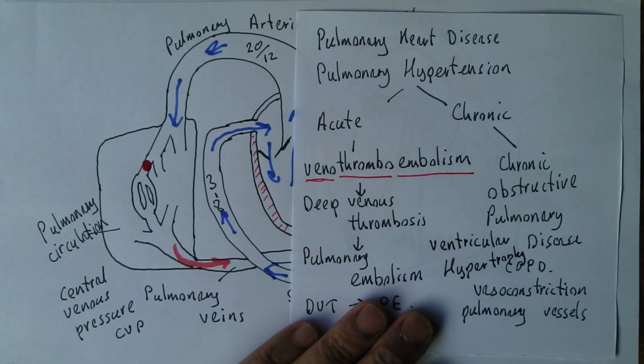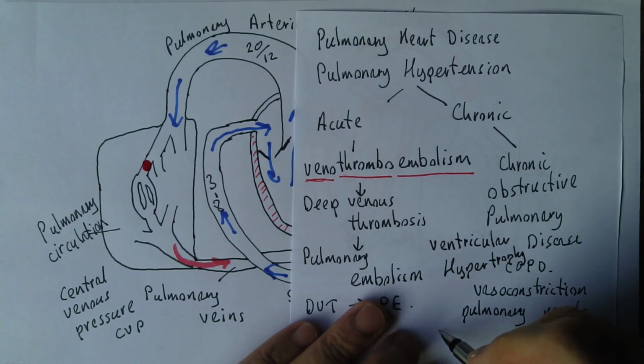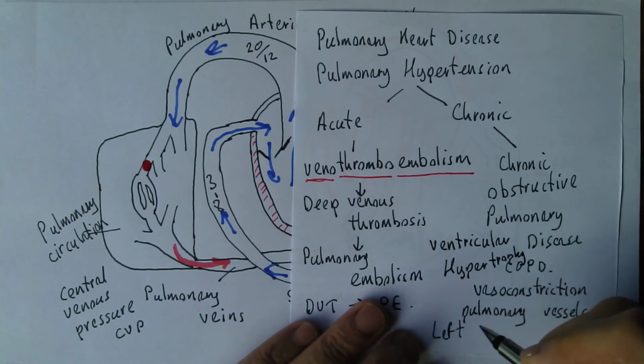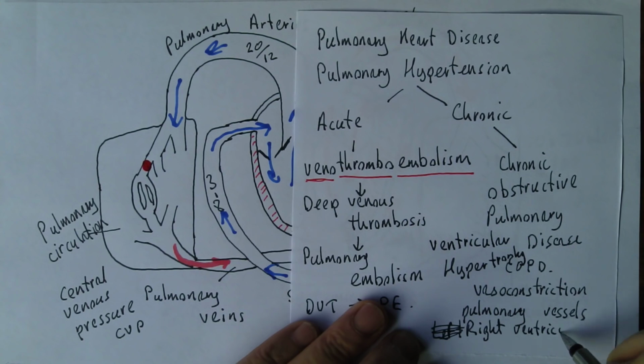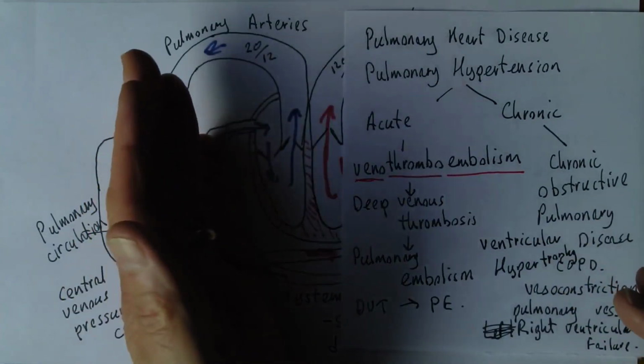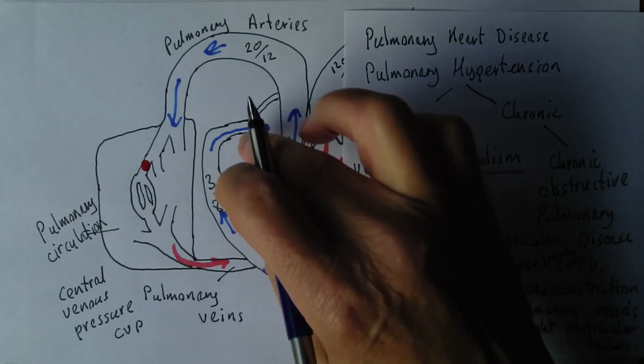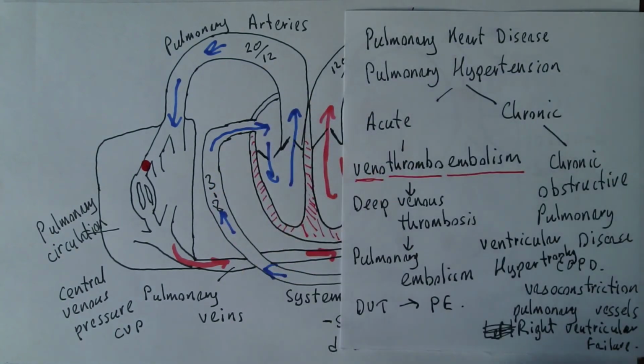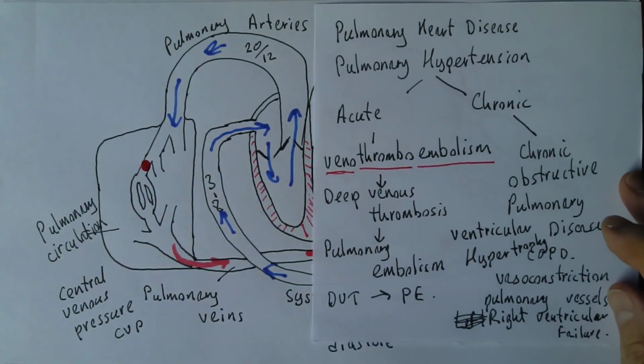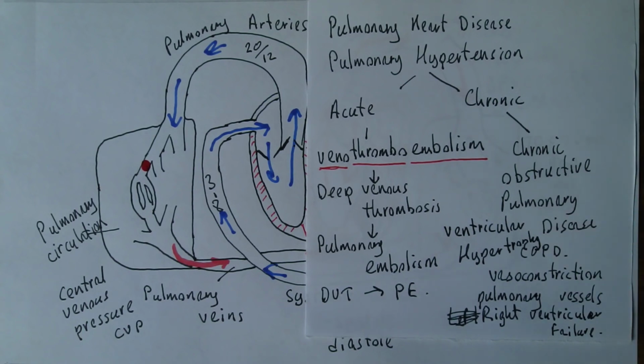And over time, that's going to lead to left ventricular failure. Sorry, right ventricular failure. Let's just clarify that. The right ventricle has to work harder. That's going to cause right ventricular hypertrophy. There's going to be an overgrowth of the right ventricle. But over time, it's going to decompensate, and that's going to lead to right ventricular failure.